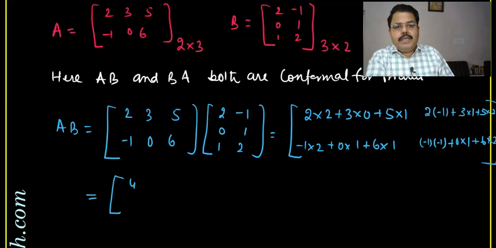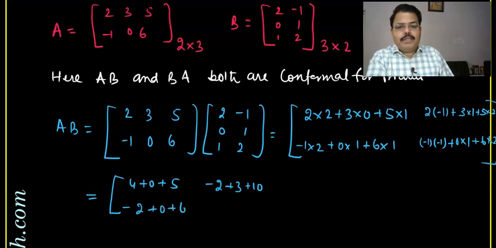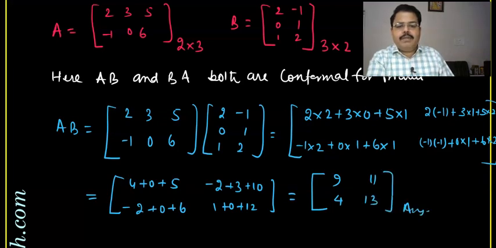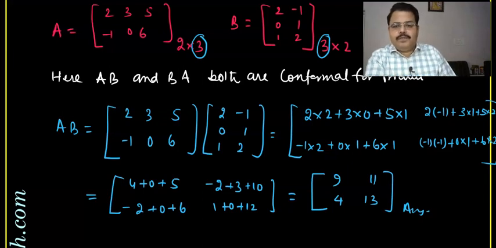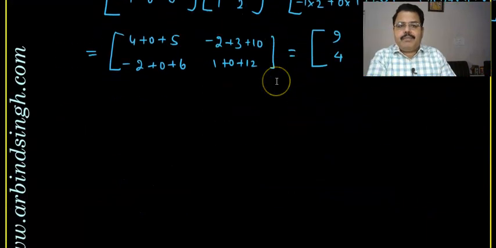So here 4 plus 0 plus 5, then minus 2 plus 3 plus 10, and then minus 2 plus 0 plus 6, then 1 plus 0 plus 12. So the answer will be 9 and 11, and this is 4 and 13. So the answer will be 2 into 2. So here our orders are 2 into 3 and 3 into 2, and the output is 2 into 2. The condition is the number of columns in A is 3 and the number of rows in B is 3, so what remains is the order 2 into 2. Similarly, if we go for the product BA, then what will happen?